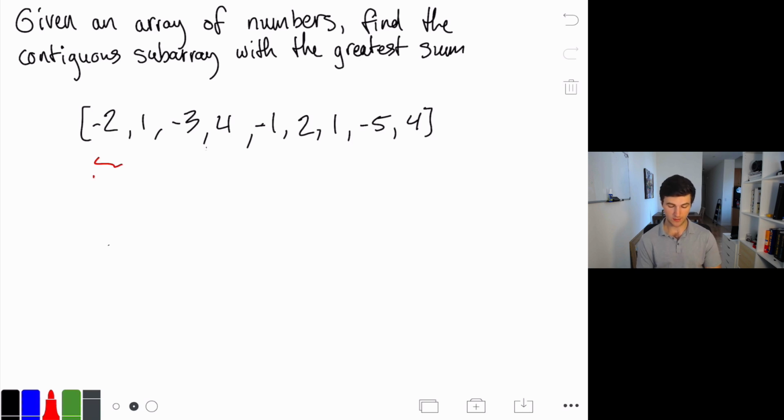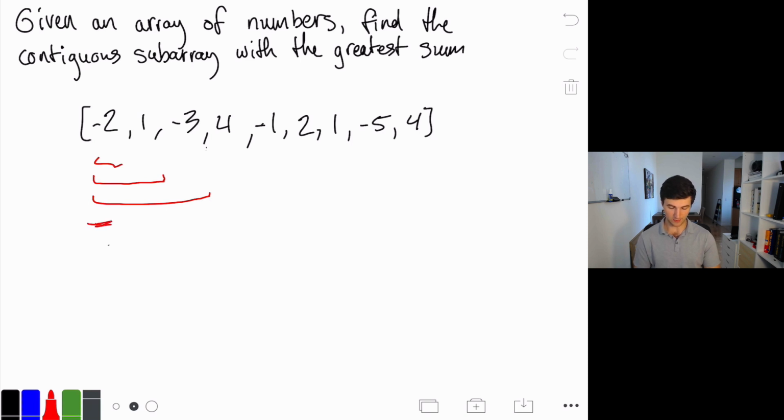We're also never going to have 1, 2, or -2, 1 be the first 2 elements, because if we did that, then that would still mean that it was negative, because the sum of these 2 is going to be -1, and so it's going to decrease the total. We would never have -2, 1, -3, and so on and so forth. We're never going to have anything that starts here.